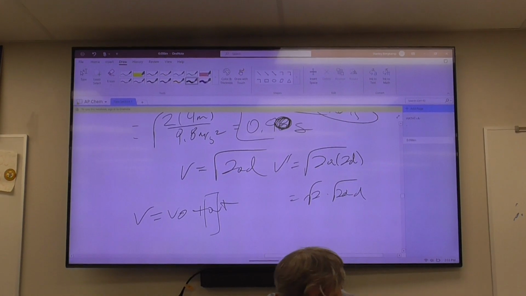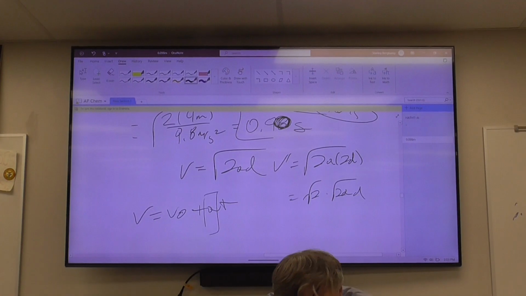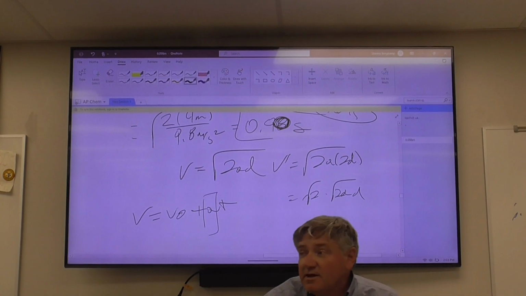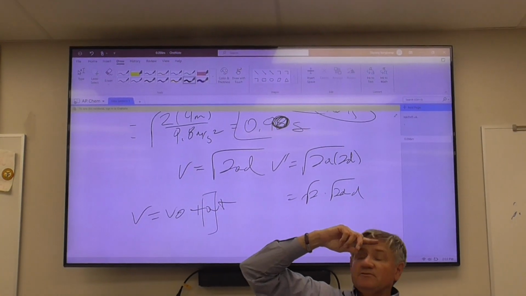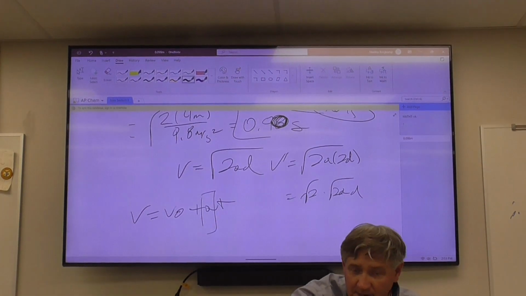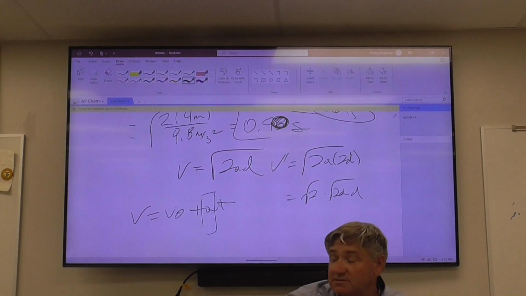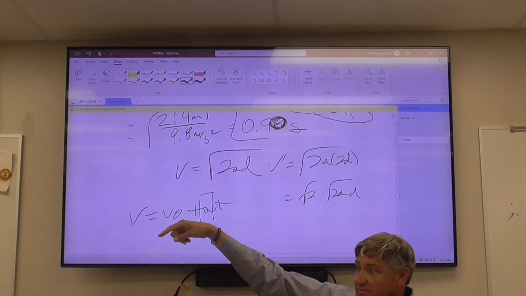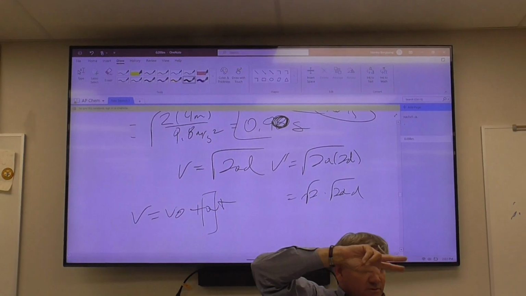Now, the other way that you can look at this is old school V equals V naught plus AT. As it falls faster, what happens to my acceleration? Stays constant. So here's the other way to think this through. If my time increases by the square root of 2, and I'm multiplying that by my acceleration, my velocity is going to increase by the square root of 2. That's the other way that you can view the problem.